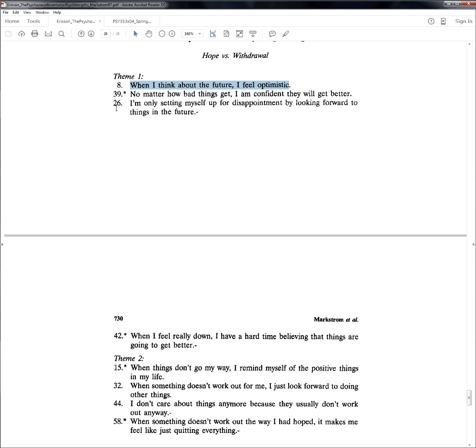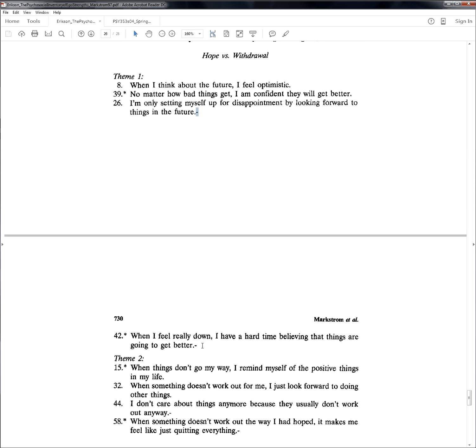But look at the third one. I'm only setting myself up for disappointment by looking forward to things in the future. This is the opposite of hope. And indeed, you will see here a tiny minus sign. The minus sign says that this question is to be reverse coded, meaning it's looking at hope through its negativity, through its antipathy. People who do not have hope may score highly on this question.